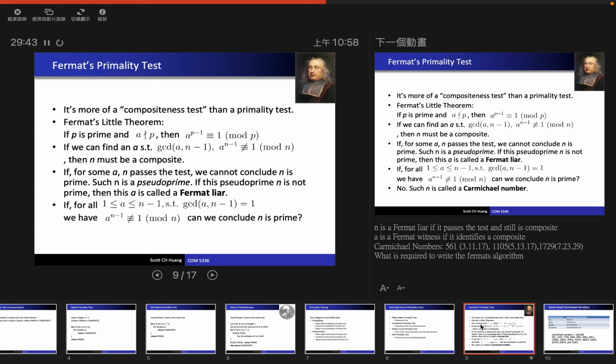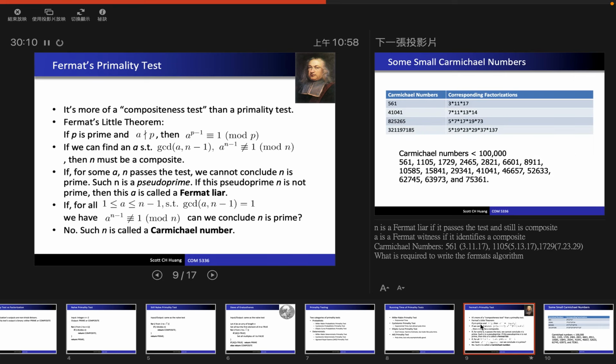In other words, if we had this property that if n is not prime, we can always find some a that violates Fermat's little theorem, then it would be essential in Fermat's primality testing. Unfortunately, this is not true.